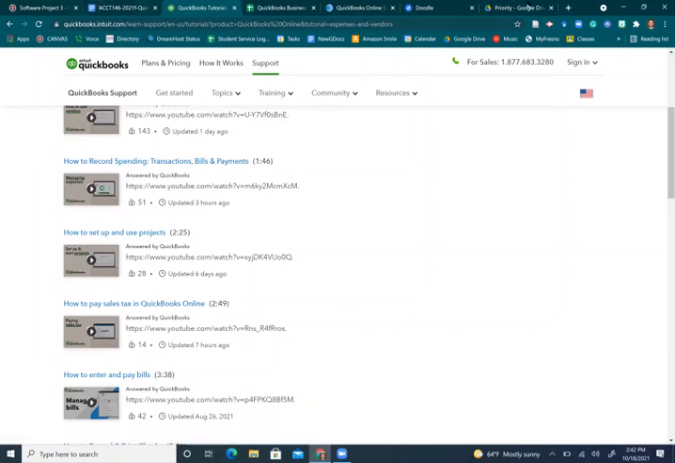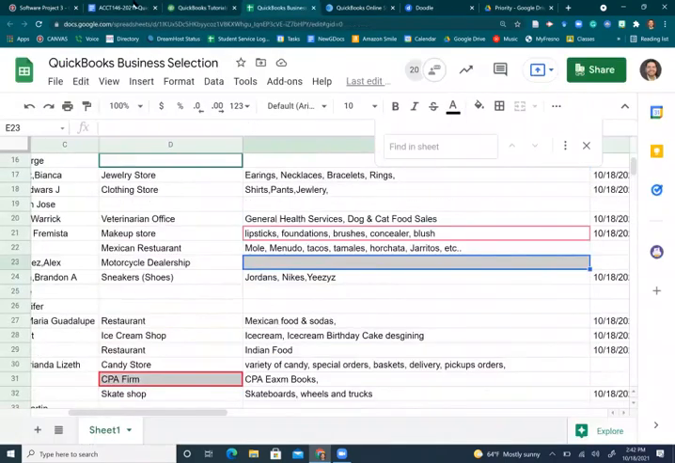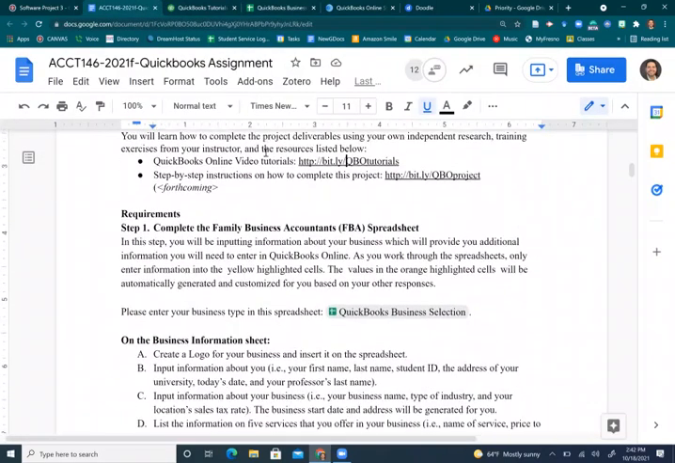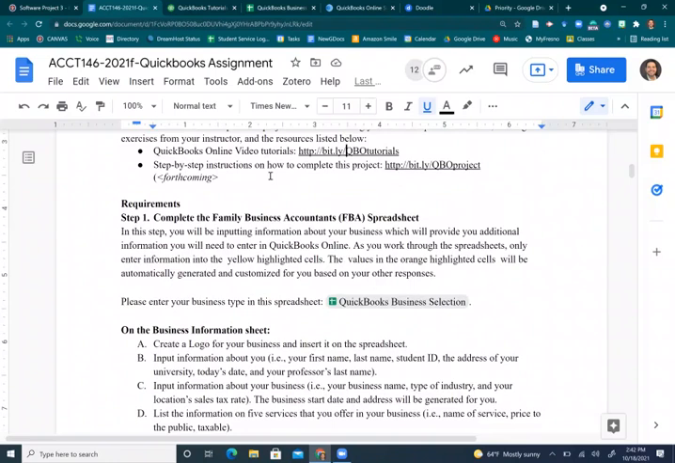Next, before we do the tour, let's wait for the tour. Let's go straight to the next step, which is to actually complete the family business accountant spreadsheet. In this step, we're going to be inputting all the information about your business.